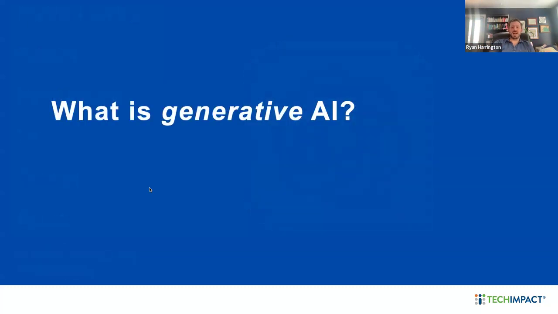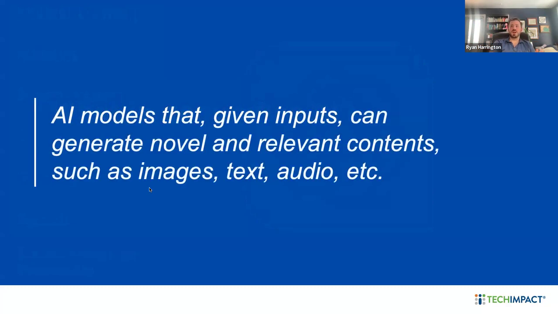So how does generative AI differentiate from that? There are a couple of really key ways. It's in this subset of natural language processing: AI models that, given inputs, can generate novel and relevant content, such as images, text, audio, and other modalities beyond that. So once again, it's this really broad area. We're used to ChatGPT, but it could be other tools and techniques besides that, and it could generate all different types of things.